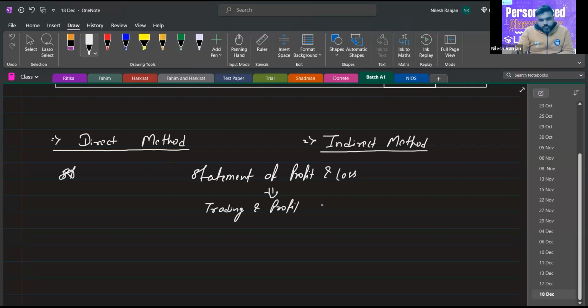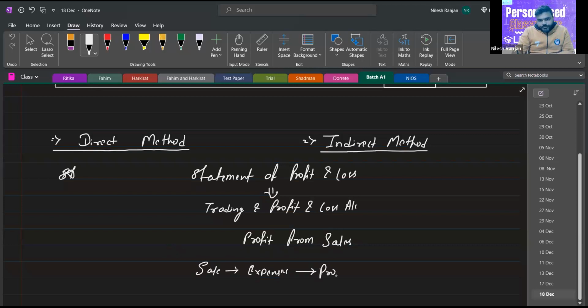So in both of these, we calculate profit from sales. Profit from sales. Yes. So the method is first we know the sale, then we deduct the expenses from it, and then we get the profit.